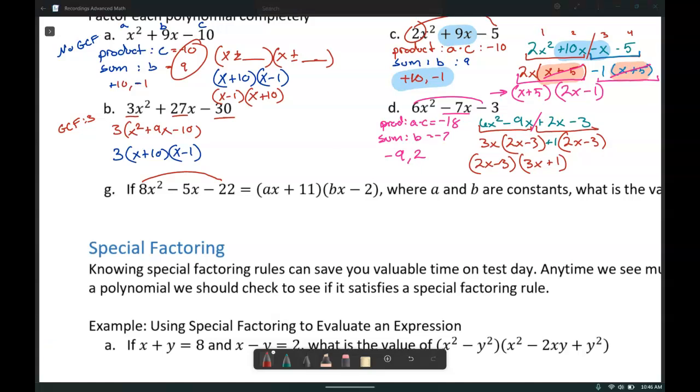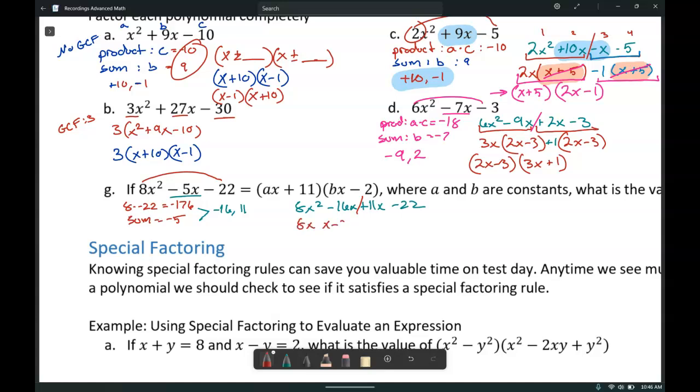So we look at the product of a times c, 8 times negative 22, which equals negative 176, and a sum of negative 5. The two numbers that achieve this are negative 16 and 11. So we'll split this number into negative 16 and 11. 8x squared minus 16x plus 11x minus 22. And we can start factor by grouping.